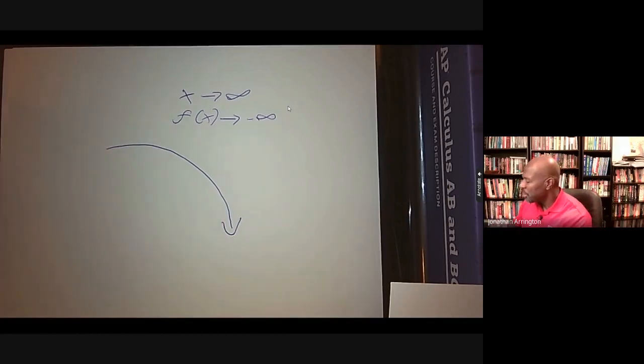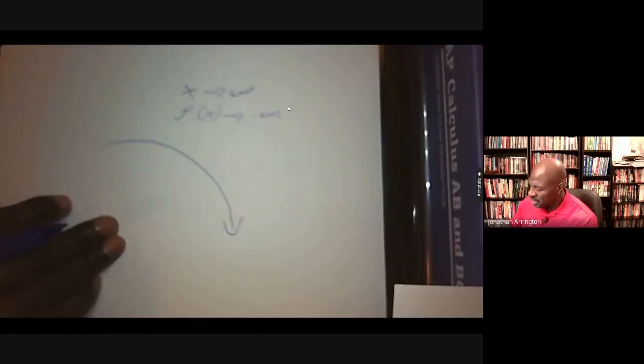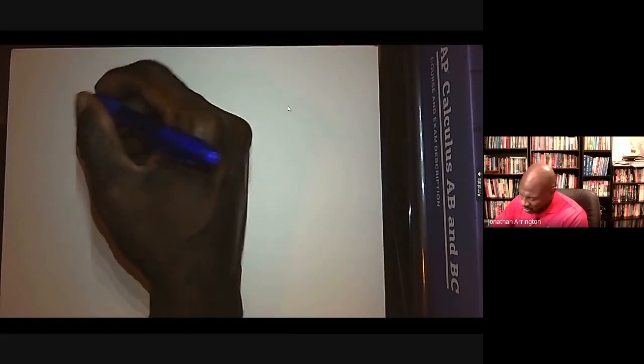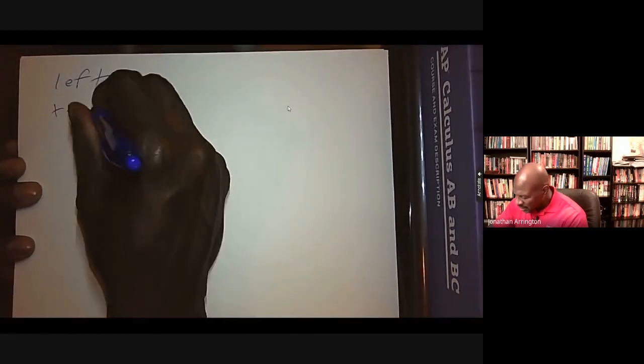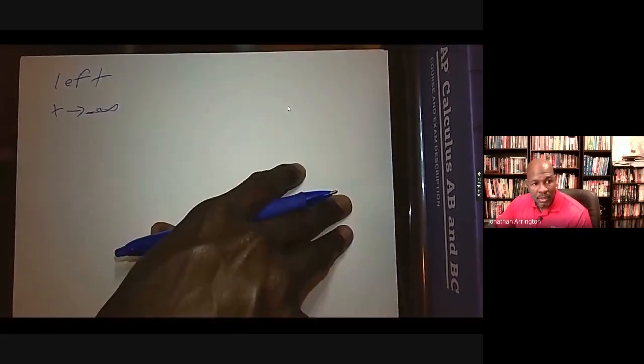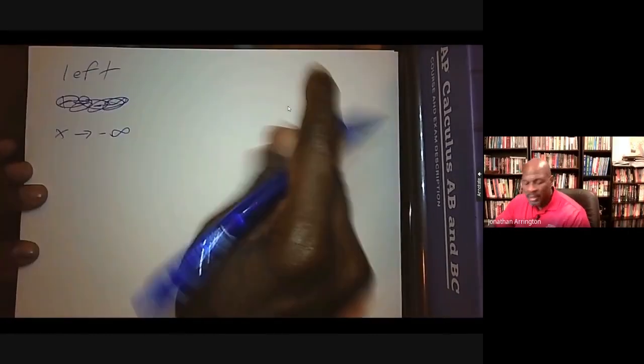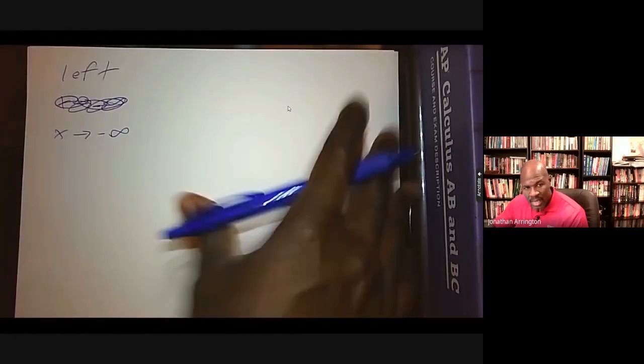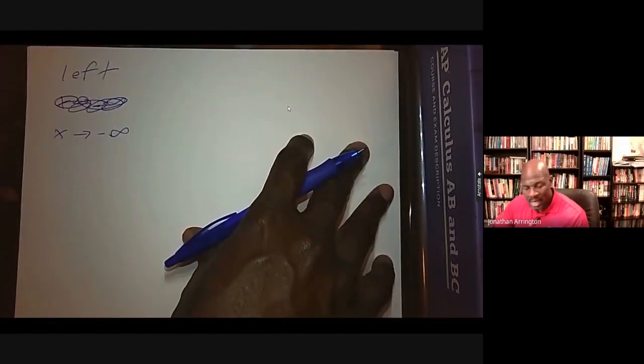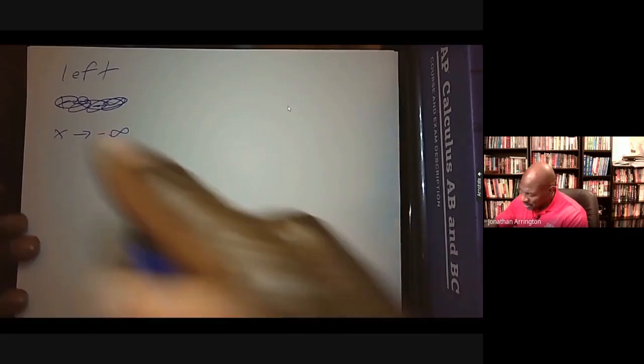So I just want to make mention of how it looks on the left end, even though the outcome is really the same, one of those two conclusions, but just to show it. So on the left end, this is where x is going to negative infinity. So the right, x is going to positive infinity. The left, x is going to negative infinity. And again, one of two things is going to happen.